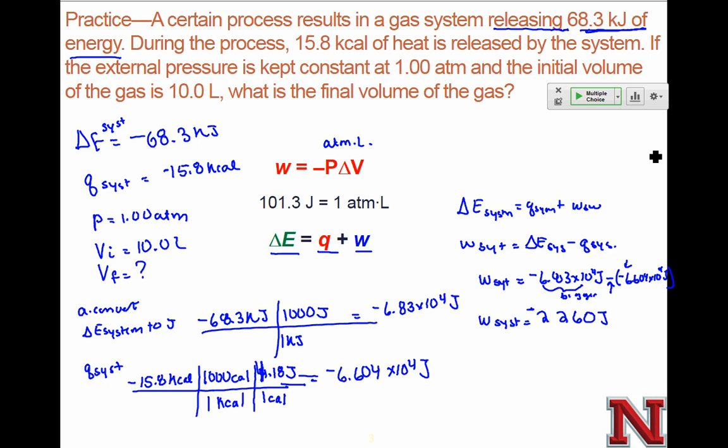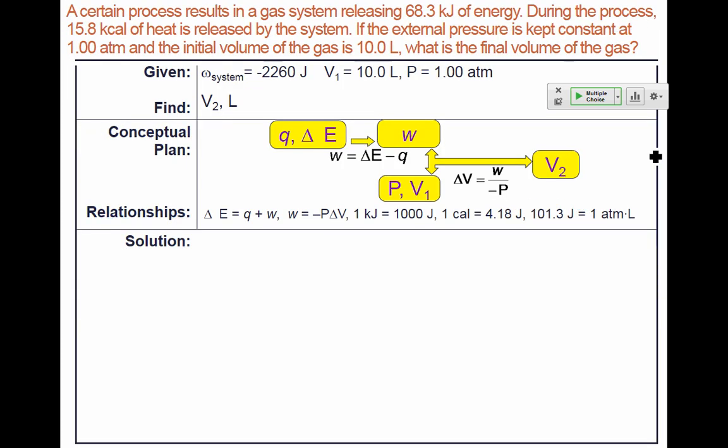And now that we know our work, we can use the fact that we know our pressure and we know our work to figure out our change in volume. But we can't really do that with this in joules, because if we use our W equals negative P delta V, V is going to be in liters, P is going to be in ATM, and this is going to give us ATM liters. So we have to convert that joules of work to ATM liters. So that's going to be our next step.